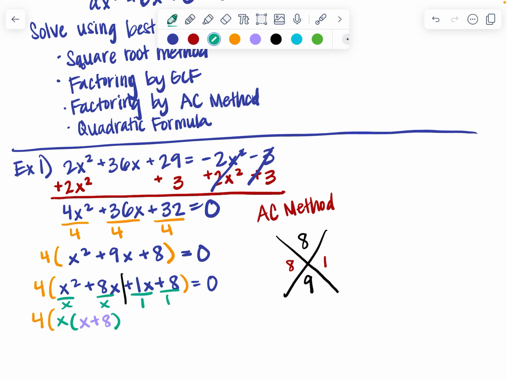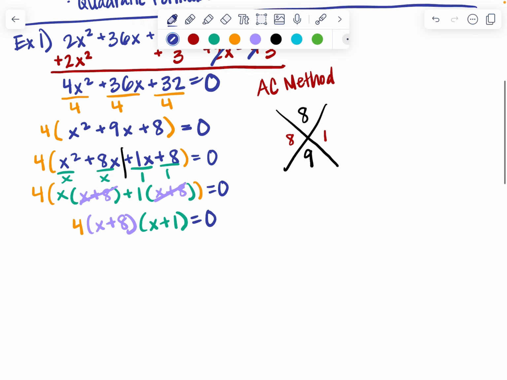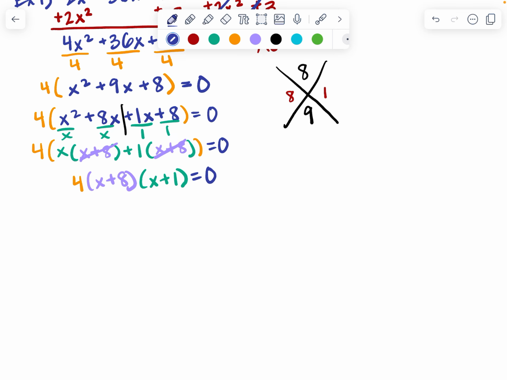8 divided by 8 is 1, so we'll factor out 1. x plus 8. So fully factored, I have 4 times x plus 8 times x plus 1. So I have 3 factors, 4, x plus 8, and x plus 1.